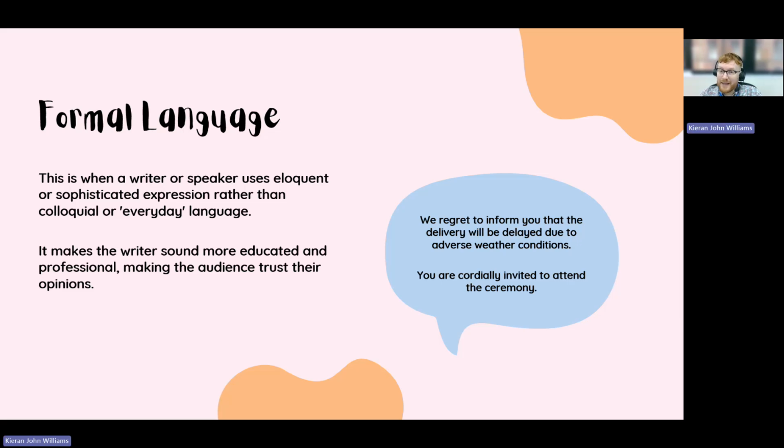Also keep in mind that the language that you choose matters. So using formal, sophisticated language makes you sound more professional and credible. For instance, you are cordially invited to attend the ceremony. Feels more serious and respectful than, hey, come to the event. So formal tone can build that trust with the audience and make them take you more seriously.